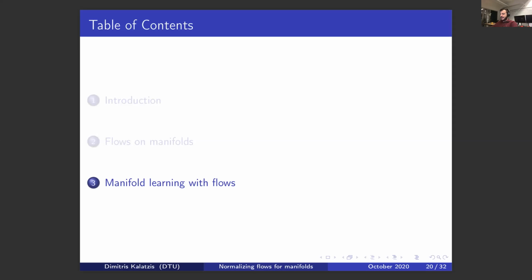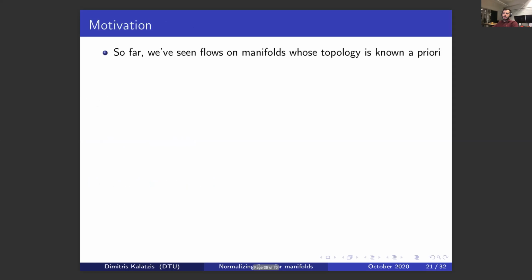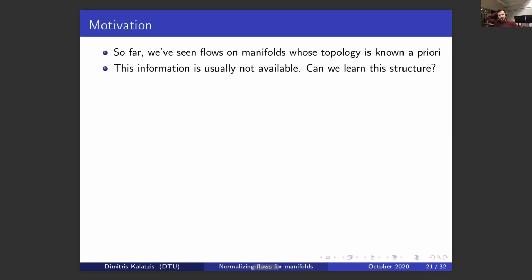Moving on to the last section, manifold learning with flows. A little bit of motivation first. So the manifold flows we have seen thus far impose strong priors with regard to the topology of the spaces they are defined on. But typically, and for most interesting data out in the world, we do not have this information. So a question to ask is, can this structure be learned? Is it discoverable by the models we currently have?